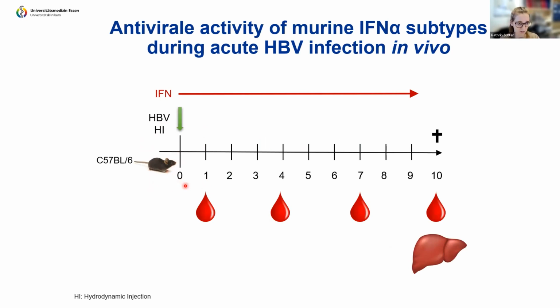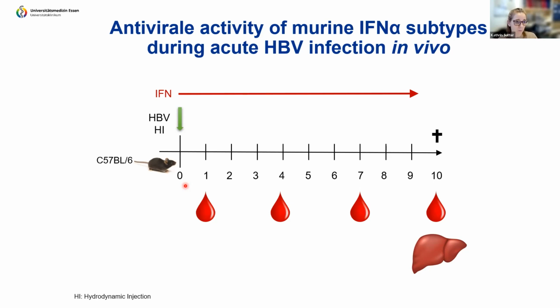You cannot just infect mice with HPV because mice do not express a receptor for the virus. So we use the model where you inject a very high volume into the tail vein of the mice in a very short period of time, so a few seconds. And then you have kind of a liver disruption, and this results in a transfection of the liver with the plasmid. And this plasmid encodes hepatitis B virus, and so then it somehow mimics an infection.